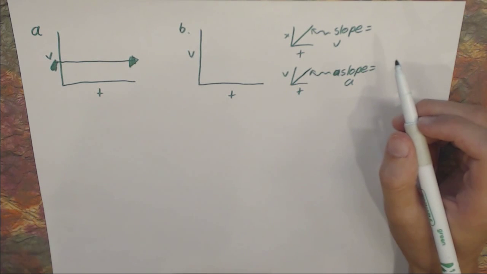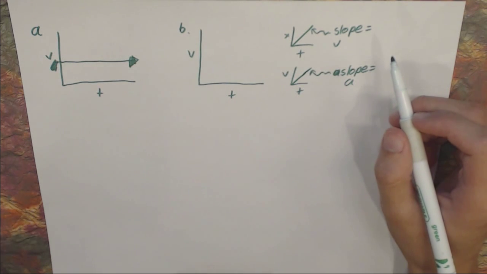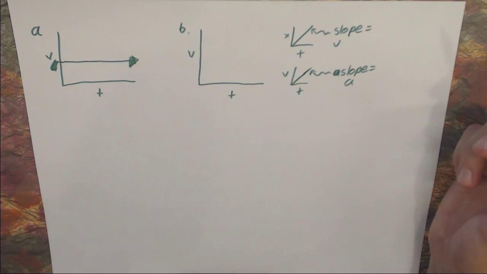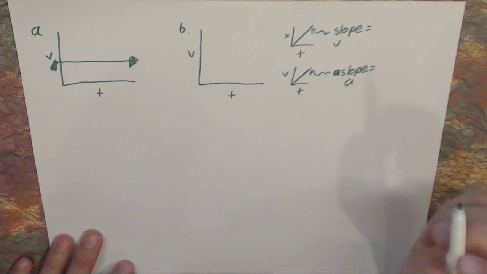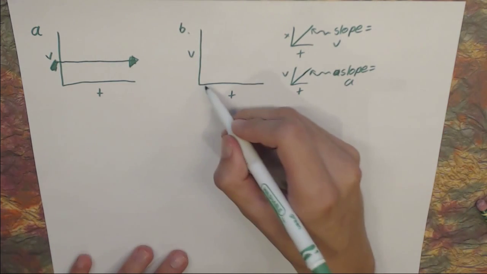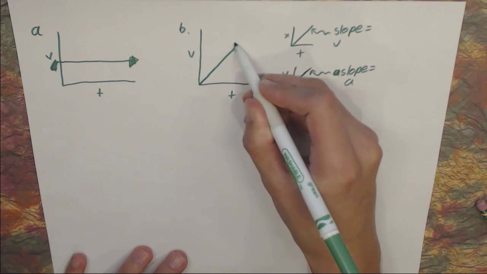A wheelbarrow speeding up at a uniform rate, moving in the positive direction. So, speeding up at a uniform rate, as I said, means constant acceleration. So if it has a constant acceleration, that means the slope of the velocity is going to be constant. So it's just going to look like this.